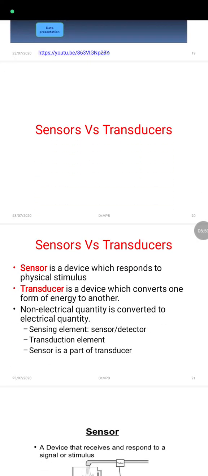Next we will discuss the difference between sensors and transducers. Sensor is a device which responds to physical stimulus. Transducer is a device which converts one form of energy to another.